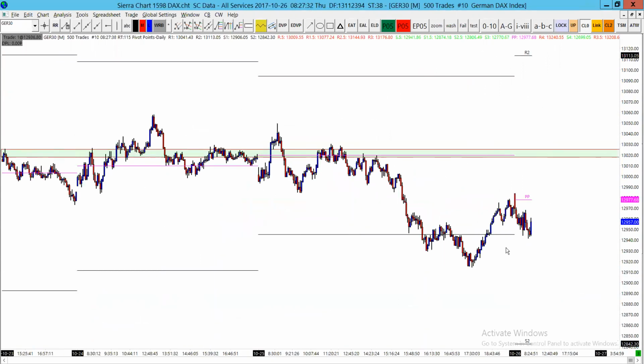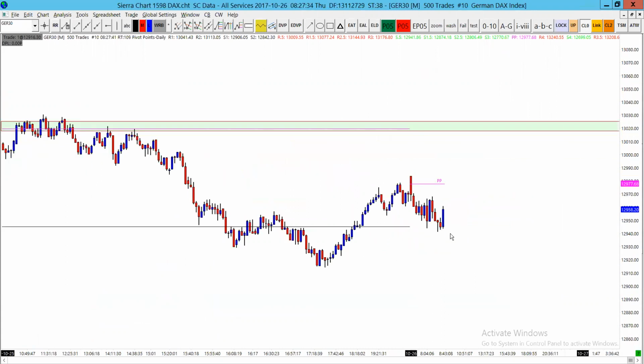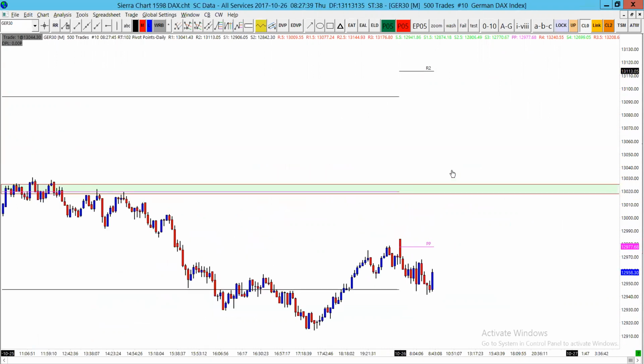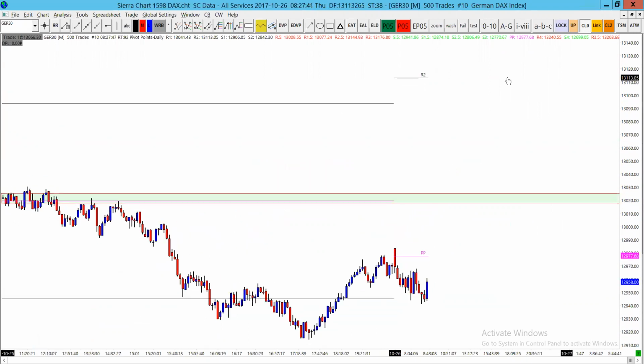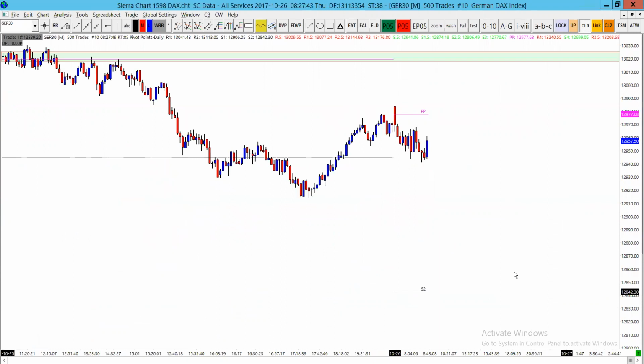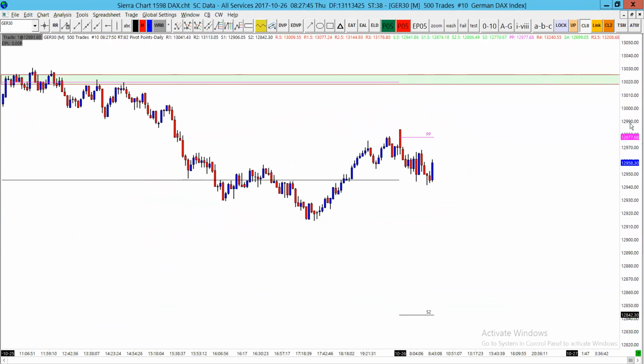As far as the daily pivot's concerned, the daily pivot for today is at 977 with FXCM. The daily R2 is up there at 1313, and the S2 down there at 842. It's unlikely going to trade outside of those levels, but you never know.